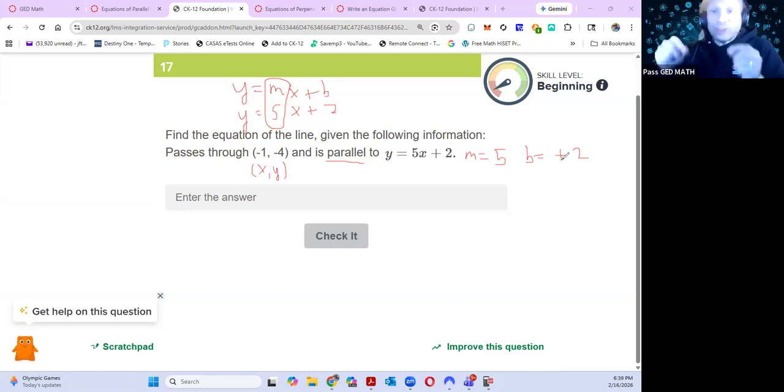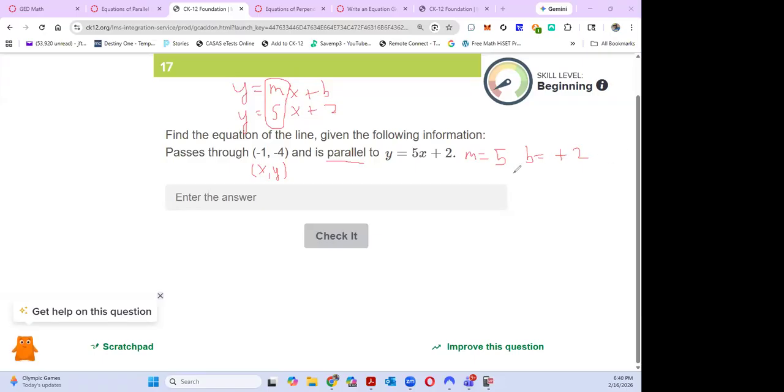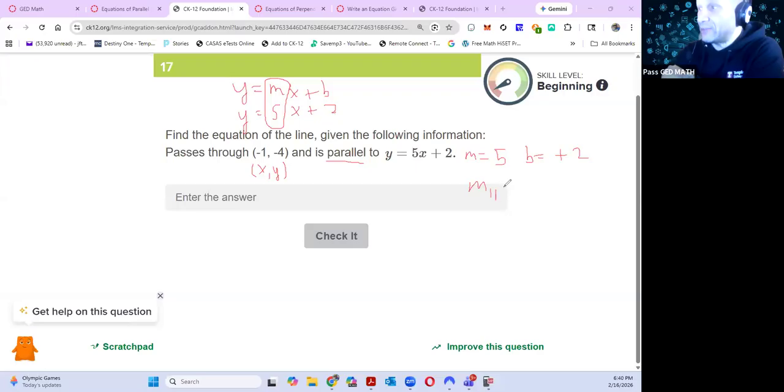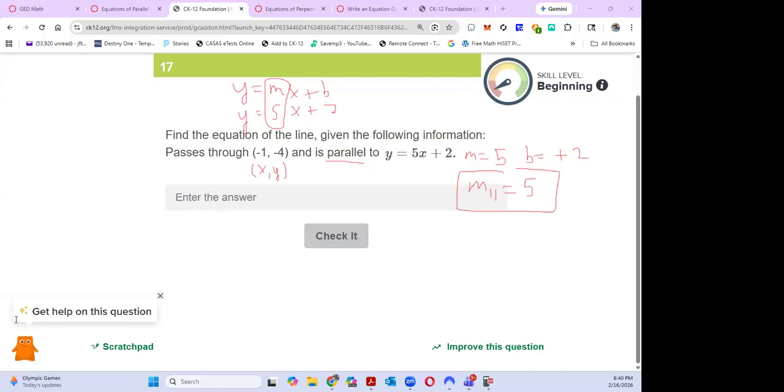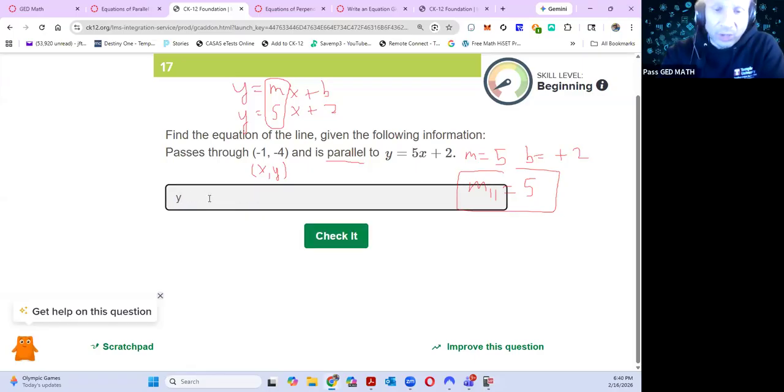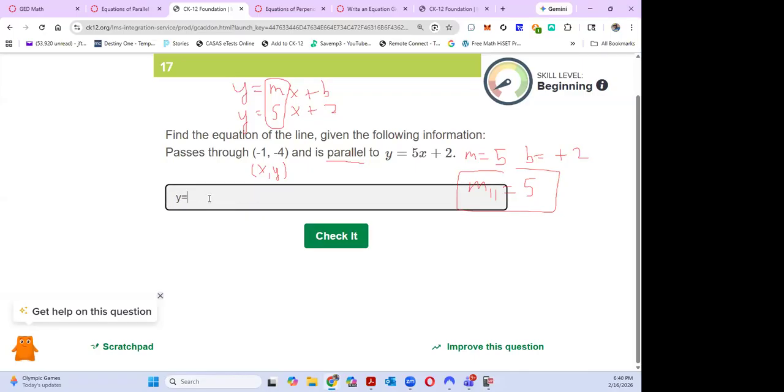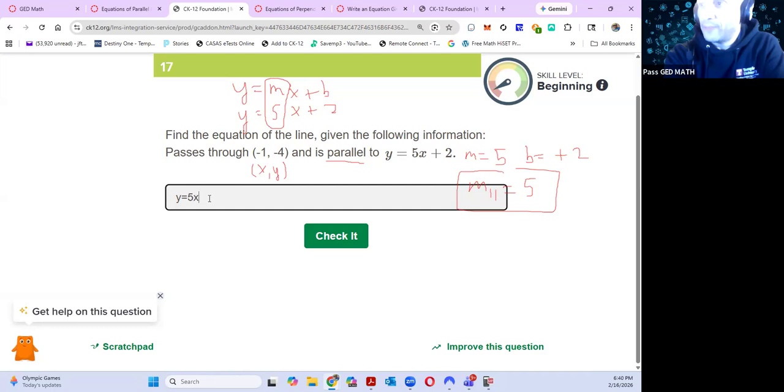Now, parallel lines are two lines that will never cross. Because of that, they have the same slope. So the slope of any line that's parallel is also 5. So we know even before we start, our equation is going to start with y equal what? Y equals 5x. Even before we start. So if we got multiple choice and it's only one equation that starts with y equal 5x, pick that when you're done.